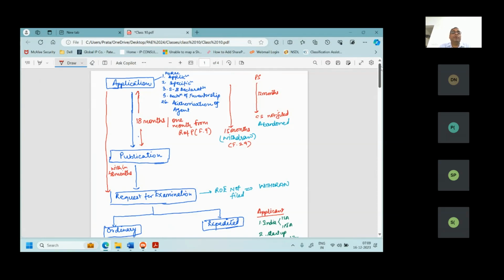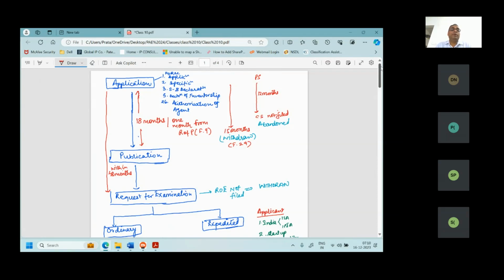Within 15 months, you have a right to withdraw. You can withdraw, and then publication will not happen. However, you can withdraw your application anytime before the grant. If you withdraw, you have to file a Form 29. If you withdraw before the expiry of 15 months, your application is not getting published. If you are withdrawing after the request for examination, then the fee paid for the request for examination will be refunded if the first examination report is not issued.